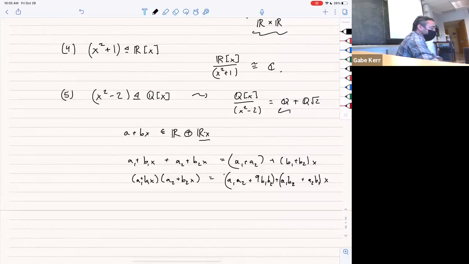And then this is sort of the same thing, but of course, I think it's a little more clear what to do here, because square root of 2 is not like x or something.